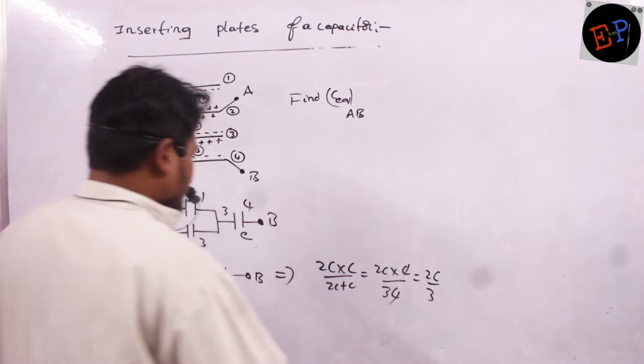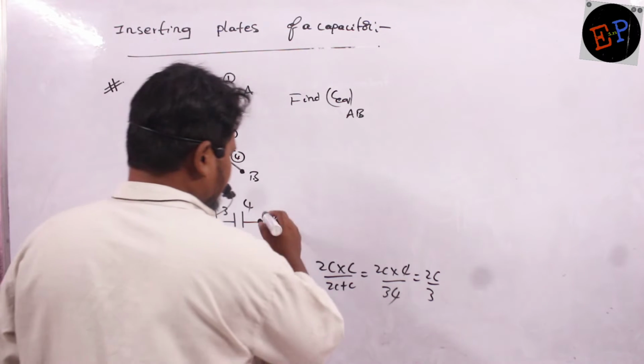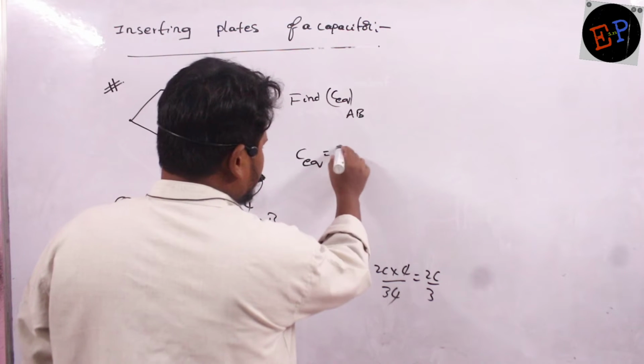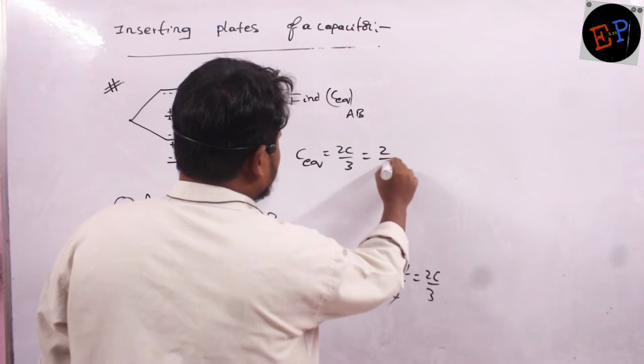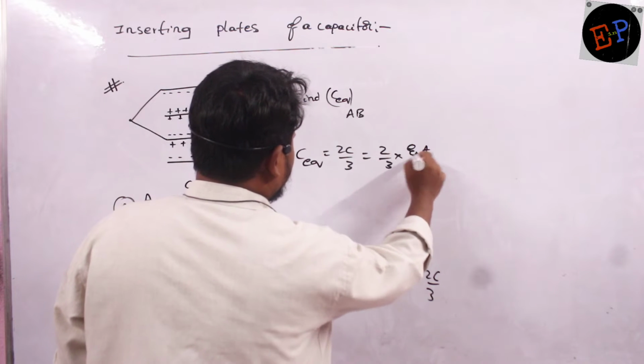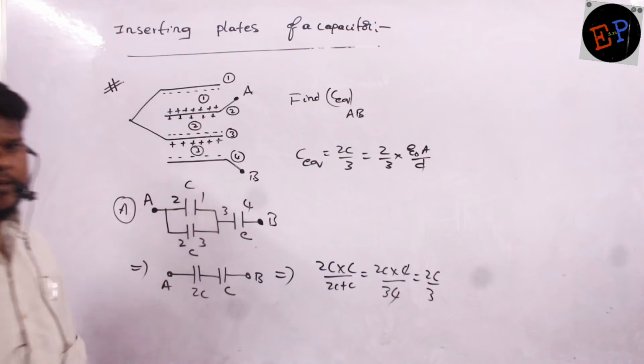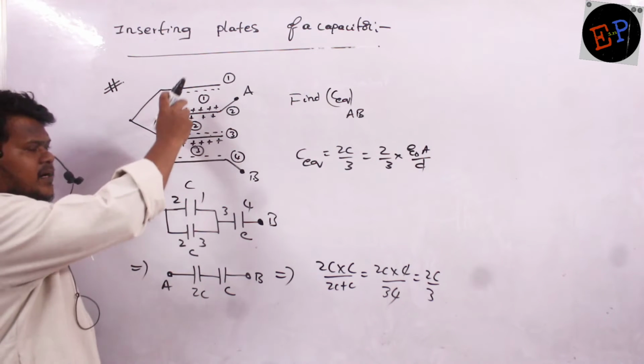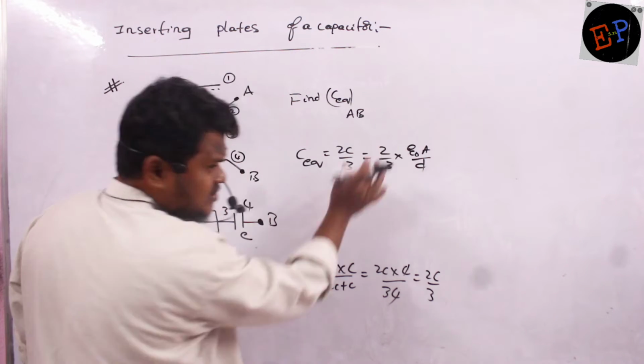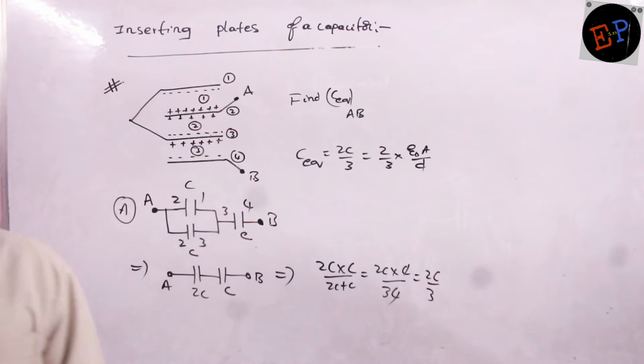Fine now? So C value also, if you want to find out, it is 2C by 3, so 2 by 3 into epsilon naught A by D. You can write like this also. That's all, because for parallel plate capacitors, this is the formula of capacitance, epsilon naught A by D. Okay, that's all.